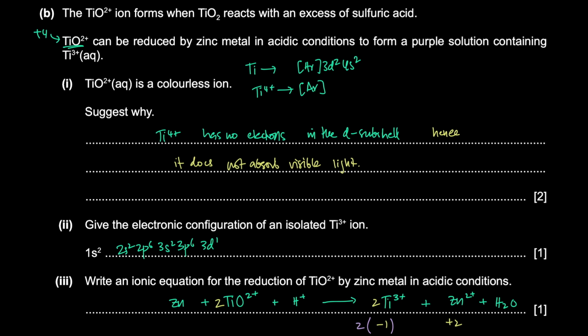So if we balance the H pluses at the end, we have 2 oxygens on the left hand side, so we're going to need 2 oxygens on the right, so that'll be 2H2O, and then we have 4 hydrogens, so we're going to need 4H plus. So this is the balanced equation.